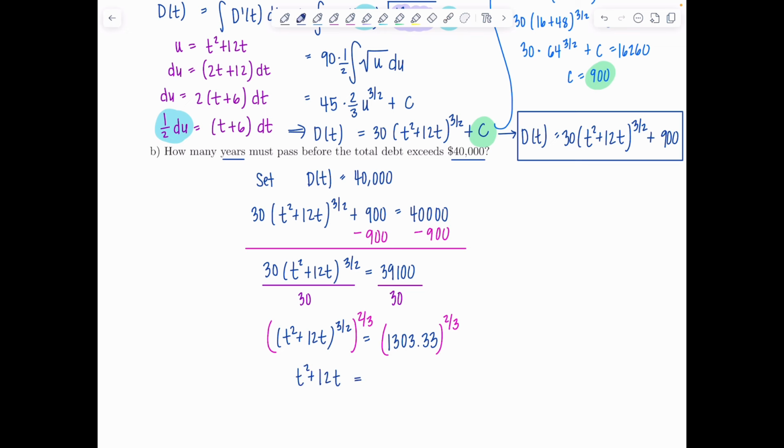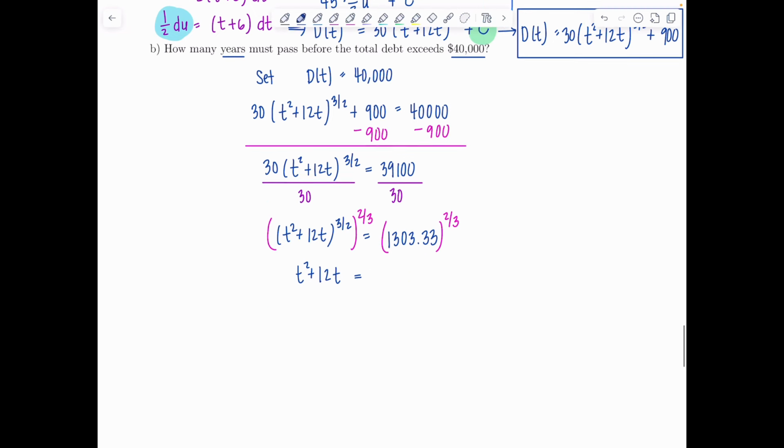And then for sure, yes, please bust out your calculator and take 1,303.33 raised to the 2/3. If you want to preserve accuracy as much as possible, I would enter the fraction to the 2/3, not the one where you rounded it, okay? Just to be super, super careful. And you should get about 119.317.